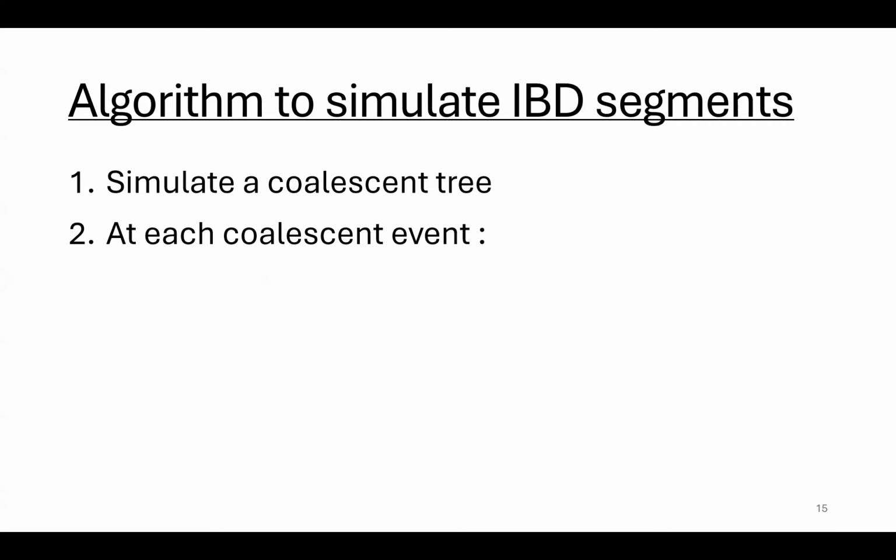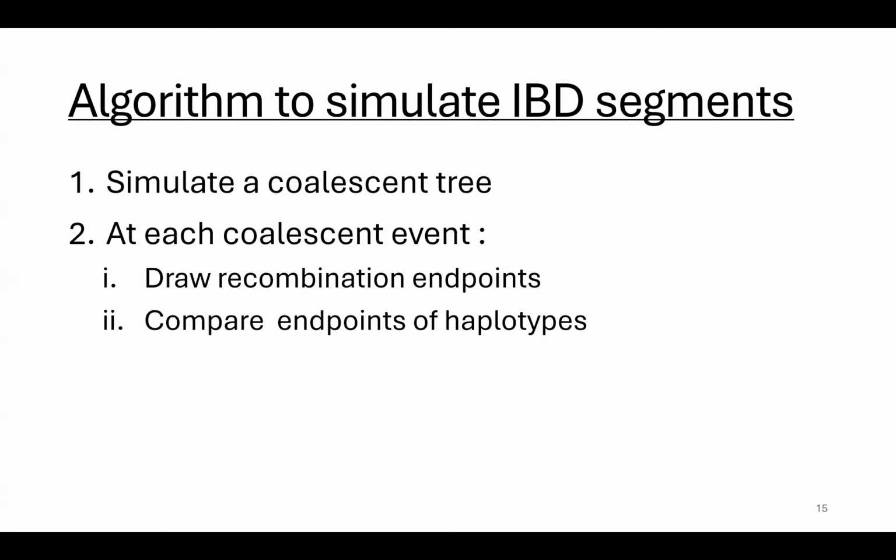So the algorithm that we developed is as follows. First, we simulate a coalescent tree, and then from that coalescent tree, at each event, we will draw recombination endpoints to the left and right for the haplotypes that coalesce there. We will compare the endpoints of the haplotypes. And if their shared endpoints, their IBD segment, is long enough, we'll keep track of that, since we're interested in how many detected IBD segments there are.